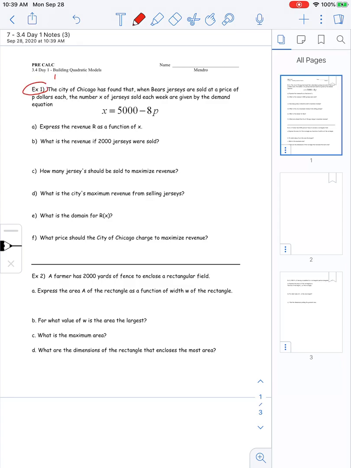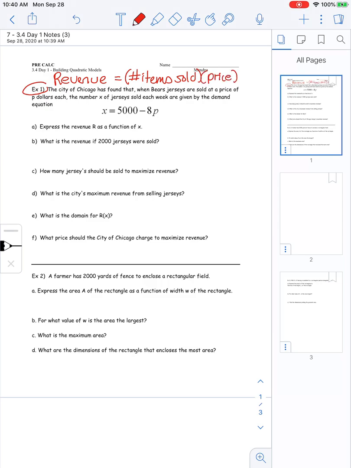Our first example is actually about revenue. And as a quick reminder, revenue is the amount of money essentially that a company is going to take in. To find revenue, we're going to need to multiply the number of items sold times the price of each item.